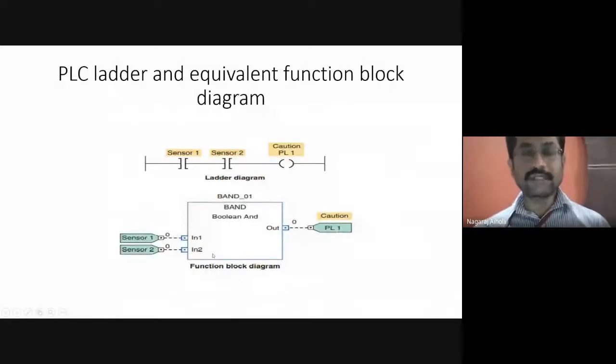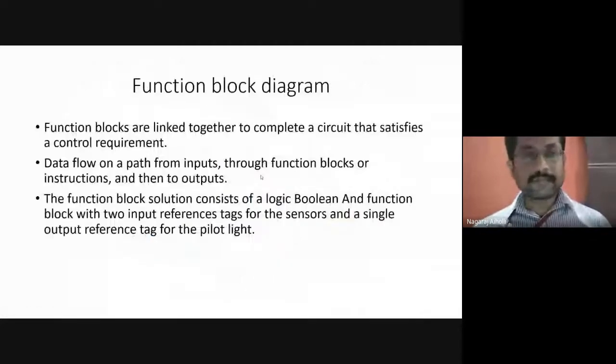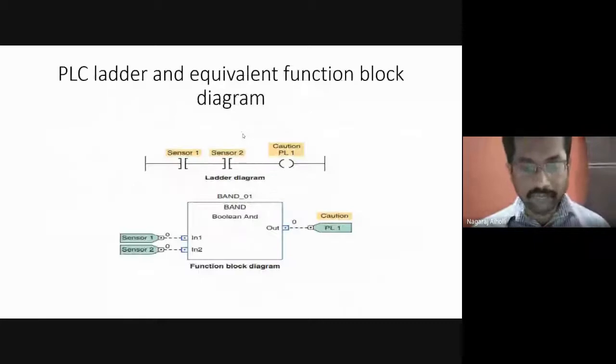This block is equivalent to the above ladder diagram. Clear here? Function blocks are linked together to complete a circuit. Data flows on a path, that is, the data flows here from the inputs to the blocks and to the output. There is a logical continuity from input through the block and to the output.